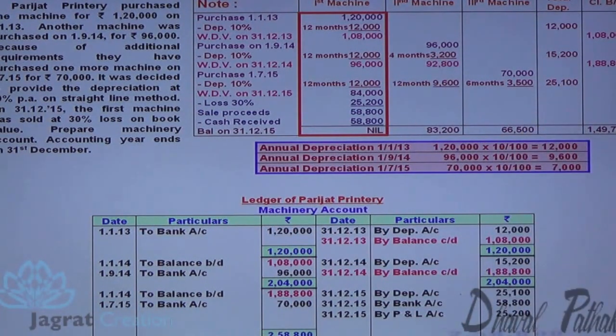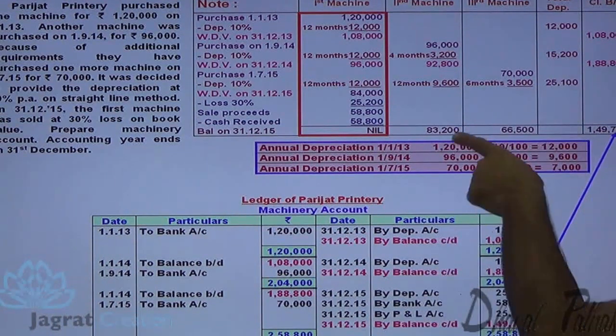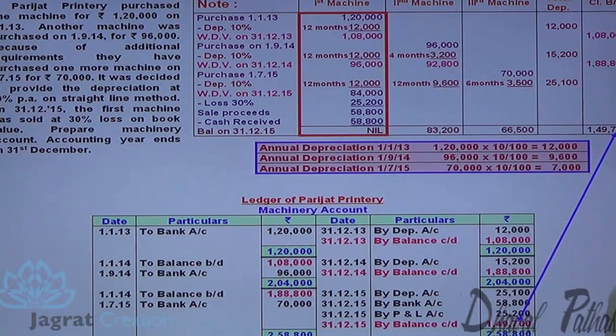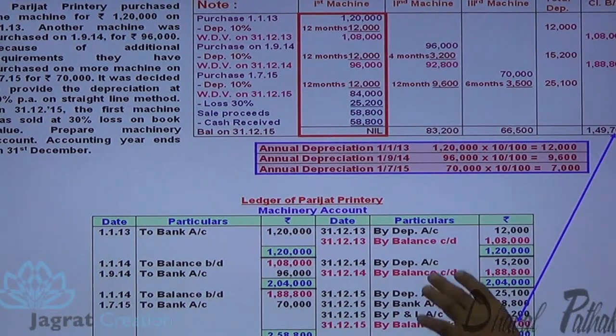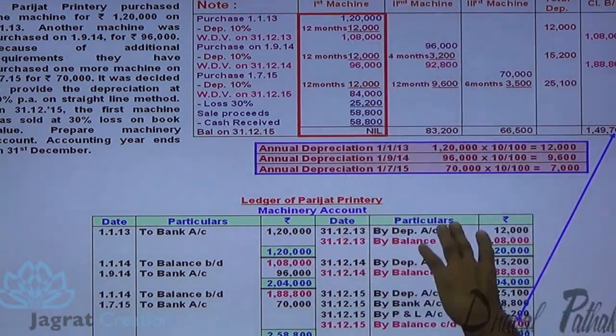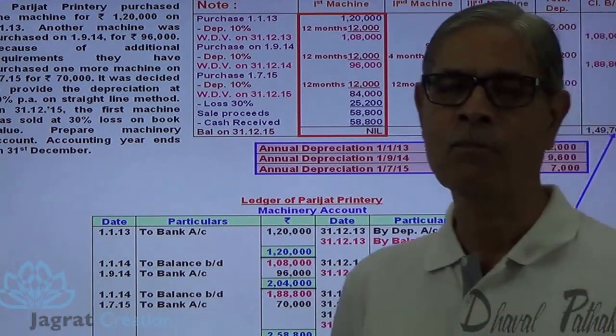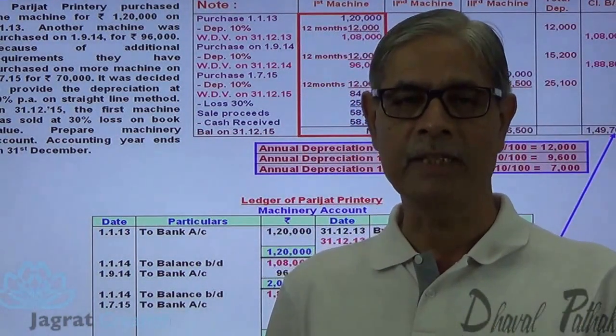Now let me find out the closing balance of the machinery account. So the closing balance of the machinery account is 1,49,700. That agrees with this total. This is how the closing balance calculations are matched. This is annual depreciation, this is a working note, and this is the machinery account that I have prepared. I have tried to explain this sum to you.